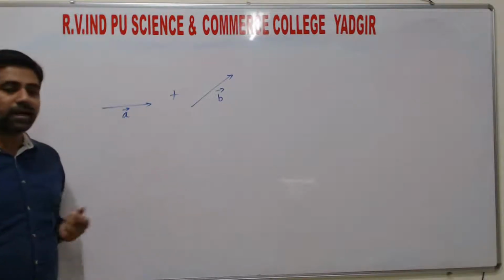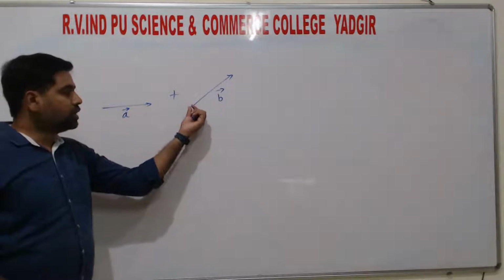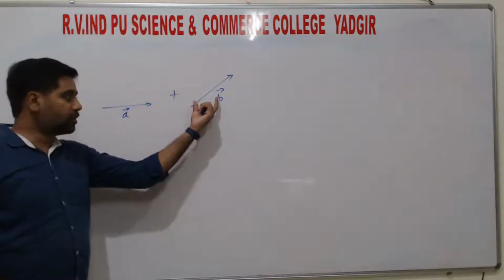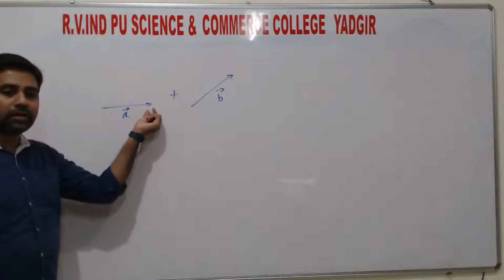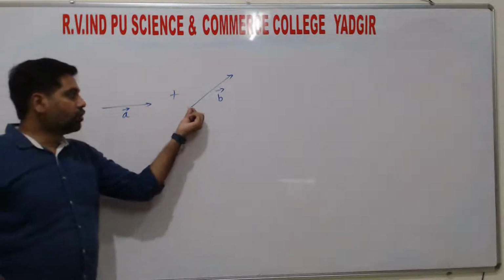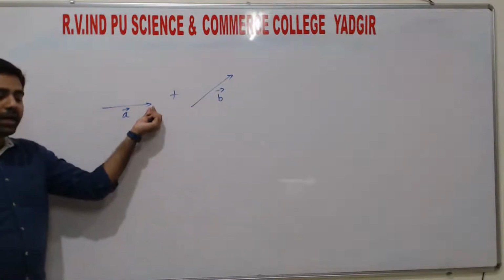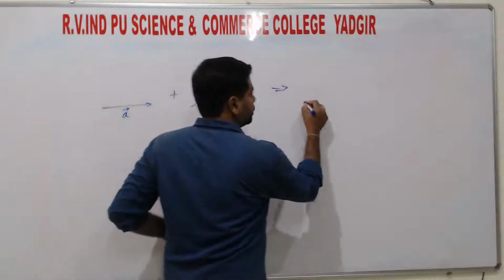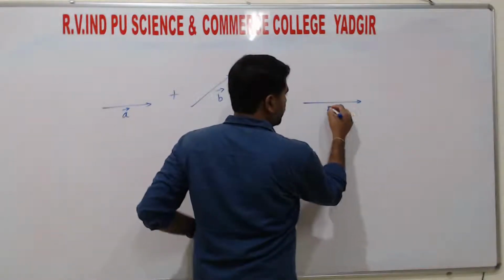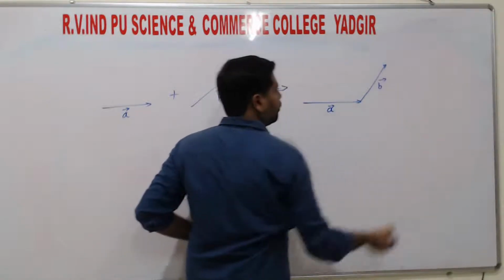So one is the triangle law of vector addition. In that, the tail end of one vector, that is vector B, is joined with the head end of the other vector. So here the tail end of vector B is joined to the head end of vector A. So this becomes vector A and this becomes vector B.